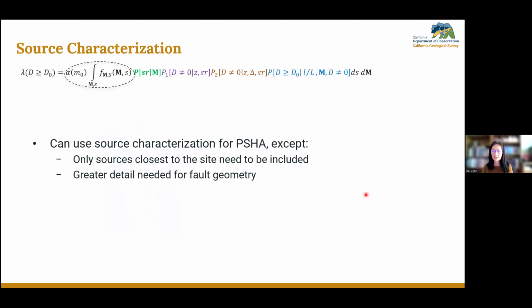Source characterization can use the source characterization for PSHA, except often only sources closest to the site need to be considered. And also greater detail is needed for fault geometry. Now, source characterization is not a major part of this workshop, but it is an essential part of any application. And Steve Thompson will talk about example applications on Friday.